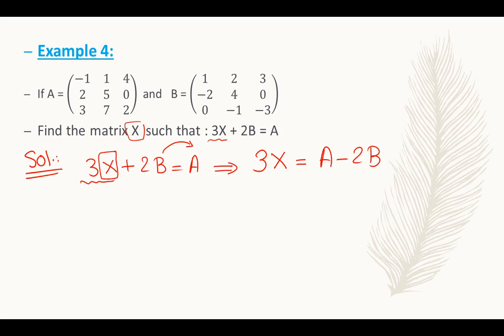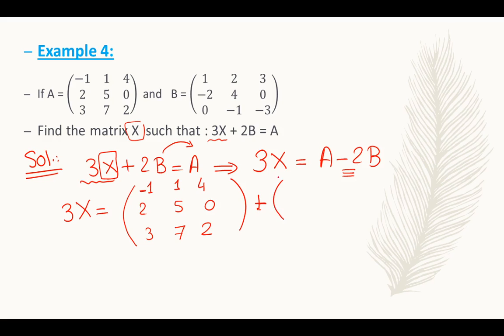So we can write that the matrix 3X equals A minus 2B. A is the matrix negative 1, 1, 4, 2, 5, 0, 3, 7, 2. Minus 2B means we are going to add this matrix plus the matrix we get when we multiply all the elements of the matrix B by negative 2.